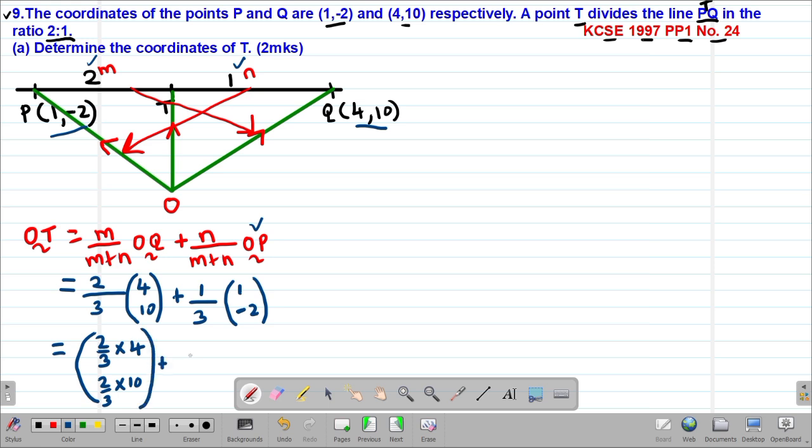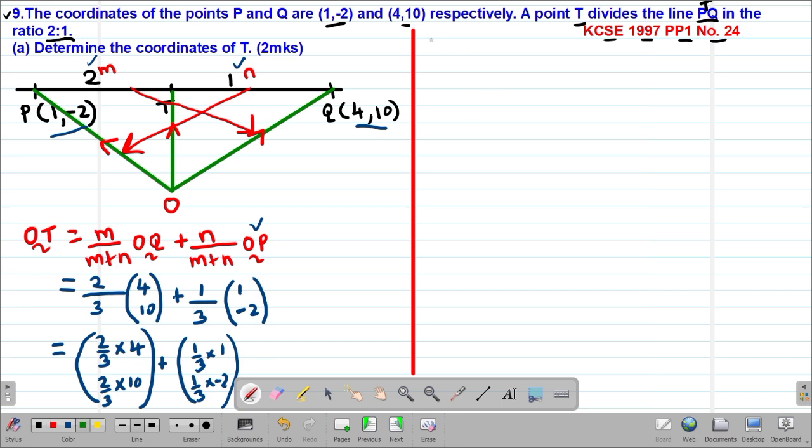Then plus a third should also multiply the other column vector. So I'll have a third multiplied by 1. Then I also have a third multiplied by negative 2. Then of course these are column vectors. Now let me separate my working with this particular straight line here. So I'm gonna have the following.